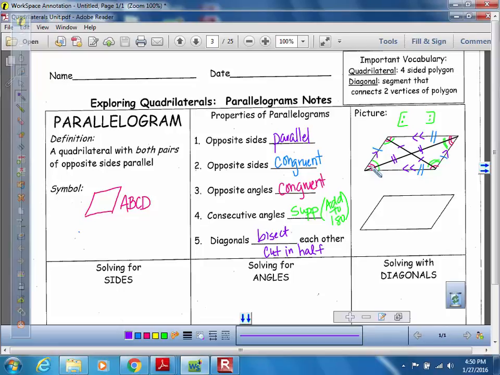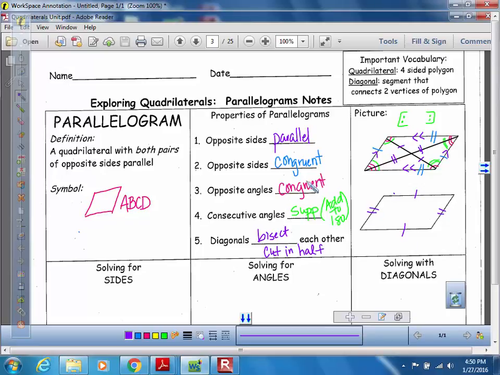Okay, so let's walk back through those again. I know that opposite sides are parallel, so I know this side is parallel to this side. I also know that this side is parallel to this side. So not only are these parallel, but we also know they are congruent. So to give us fewer marks, I'm going to come back up here and just make them congruent.